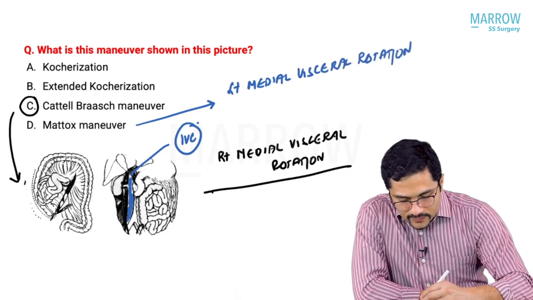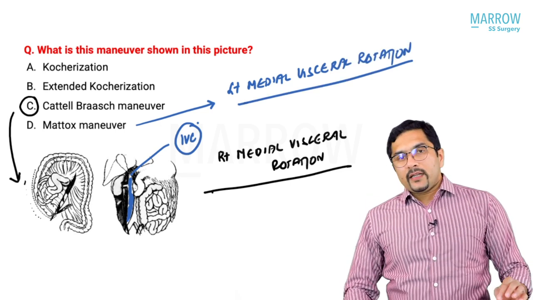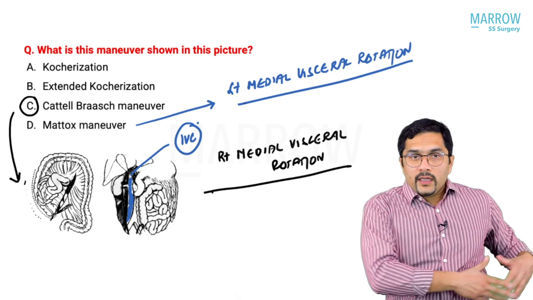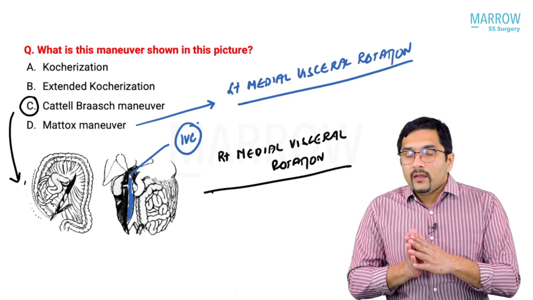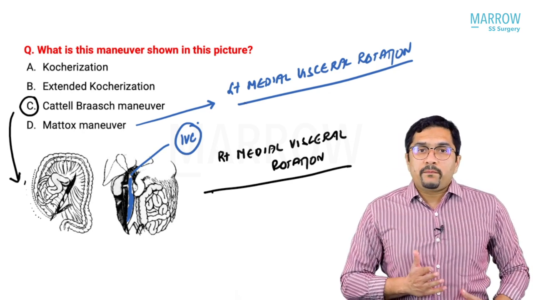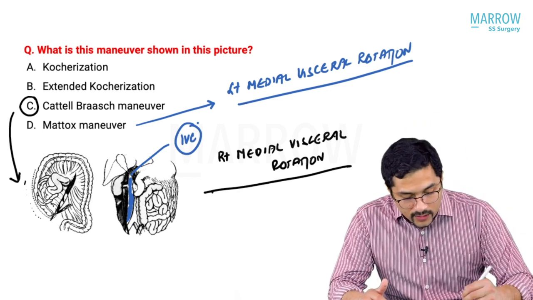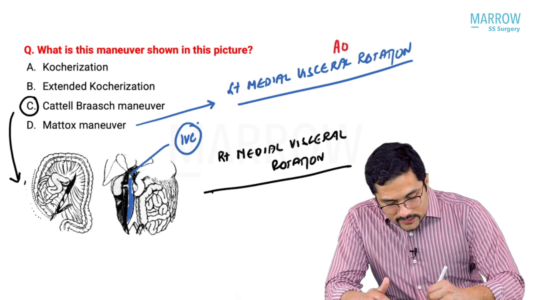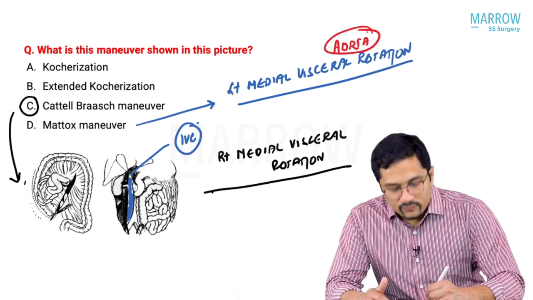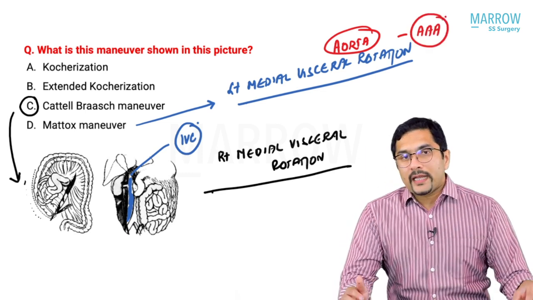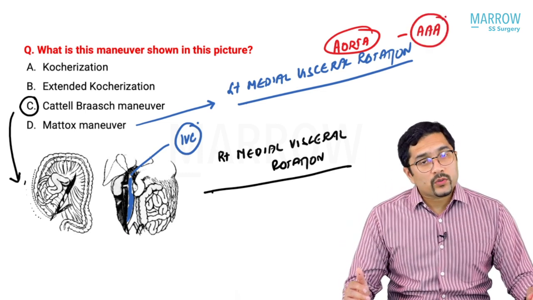And left medial visceral rotation basically means that the descending colon is mobilized medially, and again you expose the retroperitoneal space and this exposes the aorta. And Mattox is done when you are operating a patient with abdominal aortic aneurysm, you will carry out a Mattox maneuver to expose the aorta.